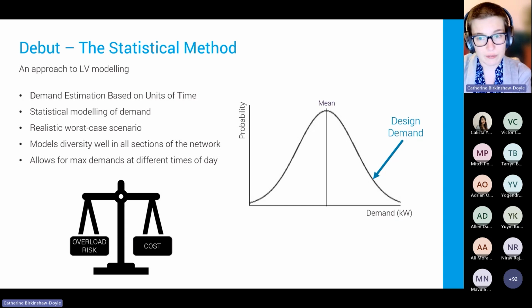But it's not a design demand that's large enough that the network is over-engineered and really expensive. It's a really nice balance between this cost and overload risk. DEBU's major benefit is, as I mentioned, how it models diversity. It's the dynamic approach models different demands at different sections of the network.